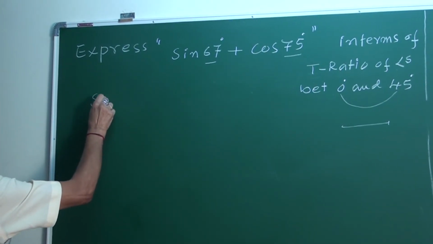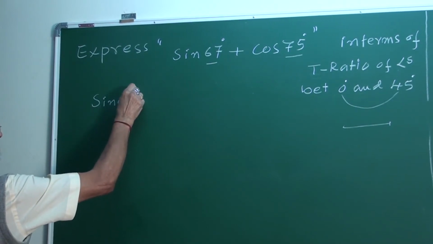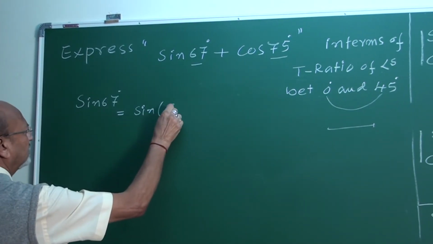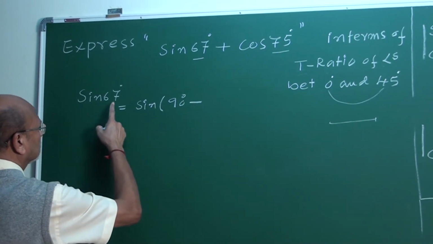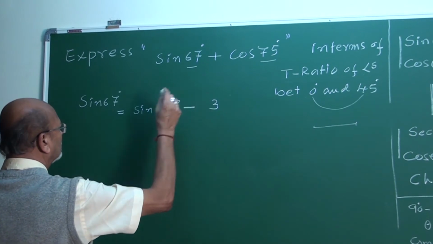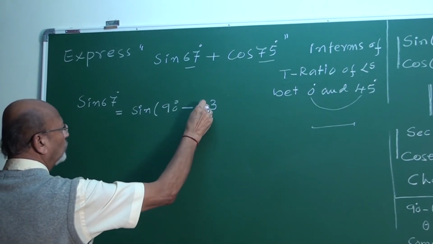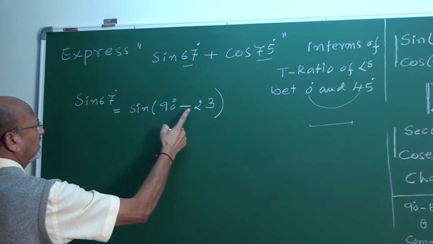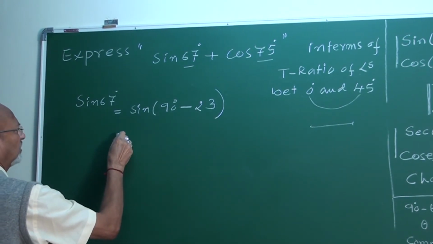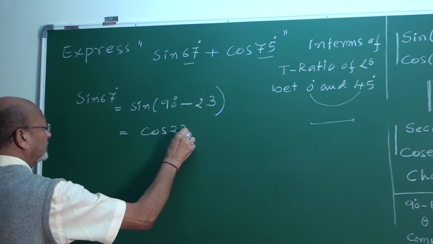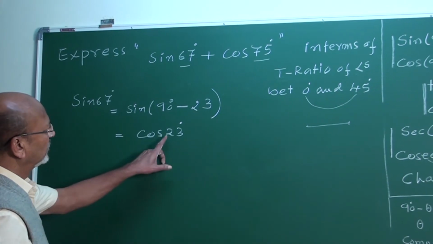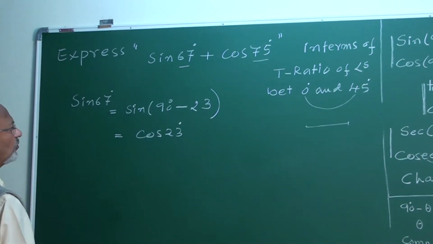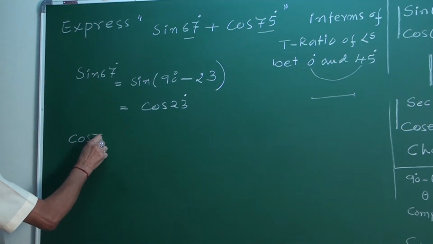Yes, my friends. Now, sine 67, I write in little detail. 67 can be written as 90 minus 23, since 90 minus 23 is 67. Sine of 90 minus 23 changes to cos 23 degrees. This 23 is an angle between 0 and 45 degrees. On the same lines, you go for cos 75 degrees.